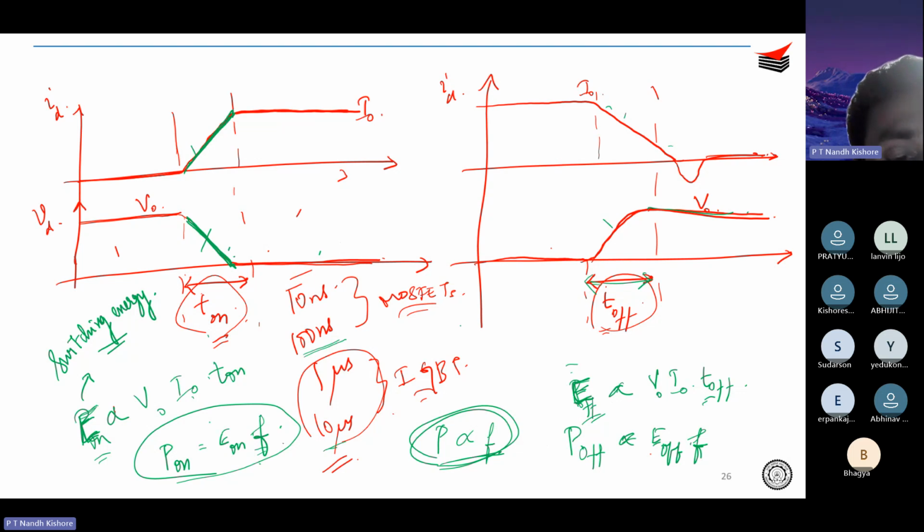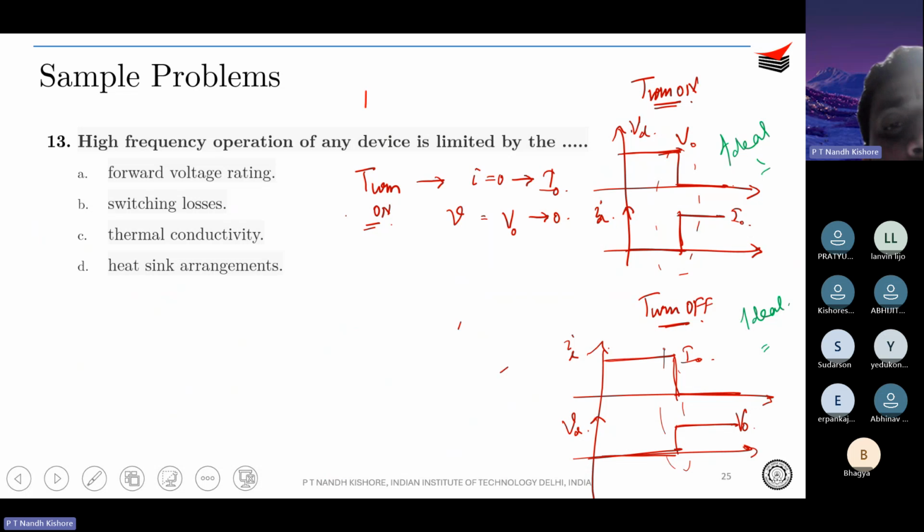The switching energy is proportional to V naught, I naught into the time period T on, and the switching energy during the off period is V naught into I naught into T off, right? This will be in joules; you generally express it in joules. Then, to find the actual power loss, energy times frequency is your power loss. So as your frequency increases, the switching loss also increases. So the answer for this question is that high frequency operation of any device is limited by switching loss.